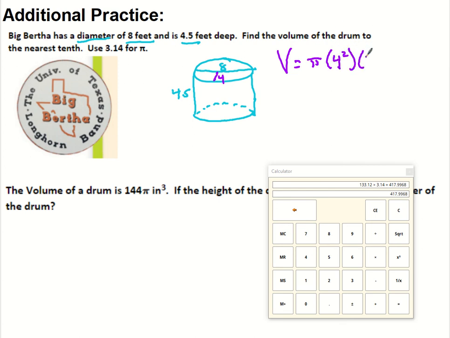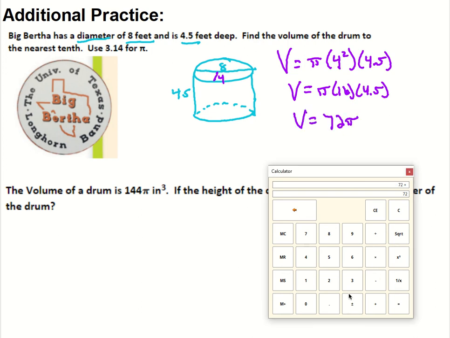Okay. Here's everything plugged into the formula. That's going to be pi times 16 times 4.5. This is where I'm going to start using a calculator. 16 times 4.5 gives me 72. So volume equals 72 times pi. So now I just got to multiply that by pi.